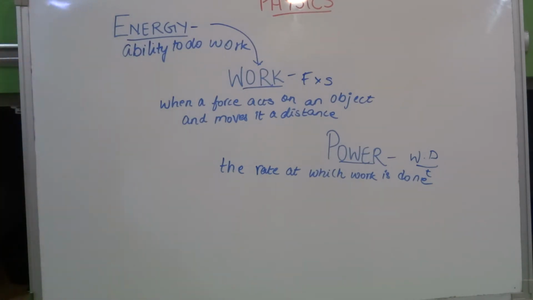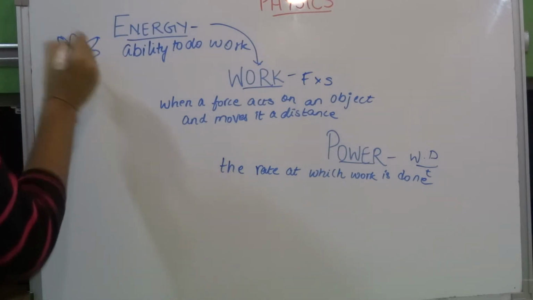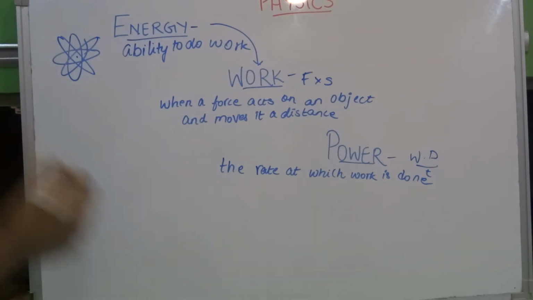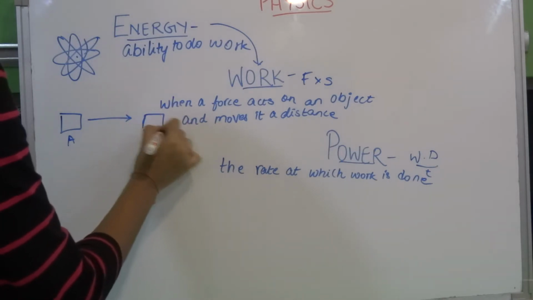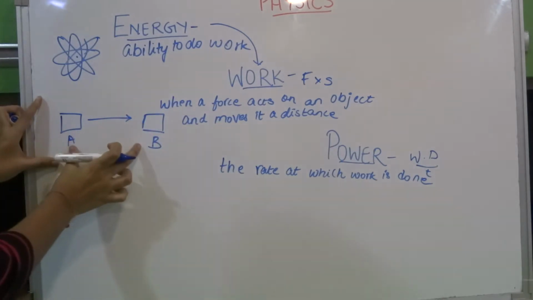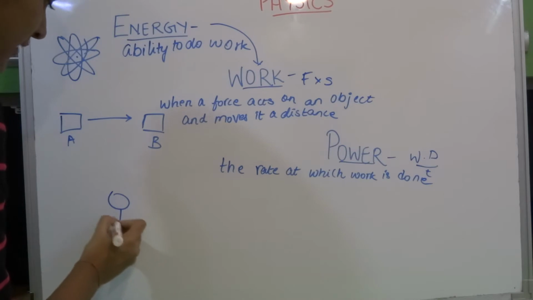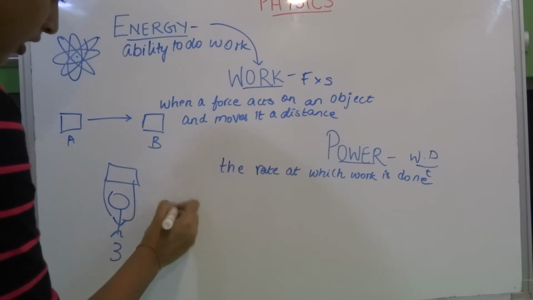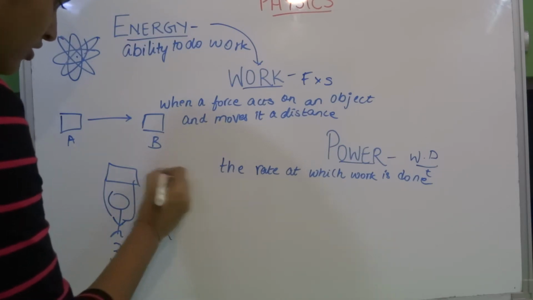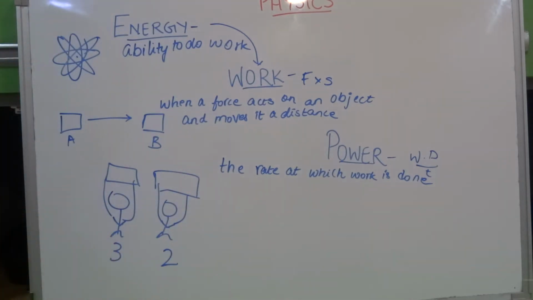Now each and every object has energy. Even an atom has energy. It has chemical energy stored in it. When you move a box from position A to position B, you apply a force which moves it this distance. So work is done. And when two people lift the same box, but one takes 3 seconds to lift the box while the other takes only 2 seconds, we say that the second person has more power because they do the same work in less time.